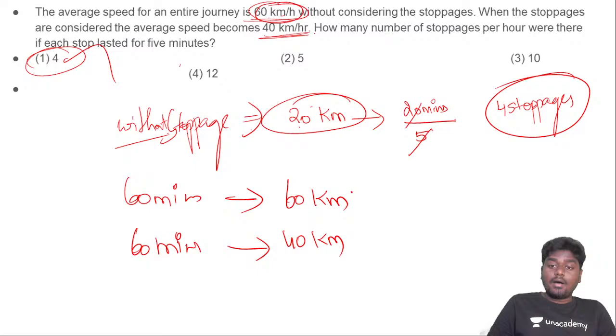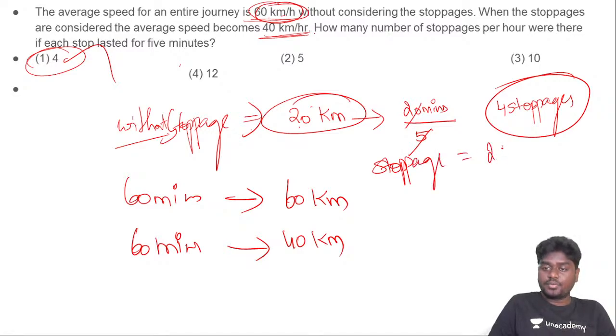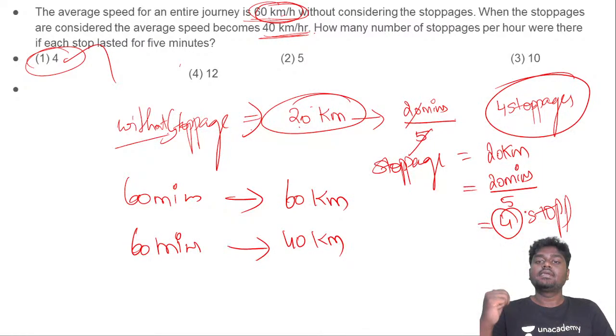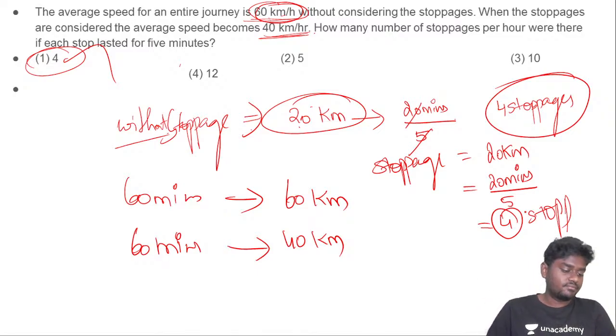But if the stoppage consumes 20 kilometers, which means it consumes 20 minutes, and one stoppage lasted for 5 minutes, then if you simply divide by 5, you will get exactly 4 stoppages. So you'll have 4 stoppages, each lasting 5 minutes, so a total of 20 minutes is allocated for the stoppages. That's it.